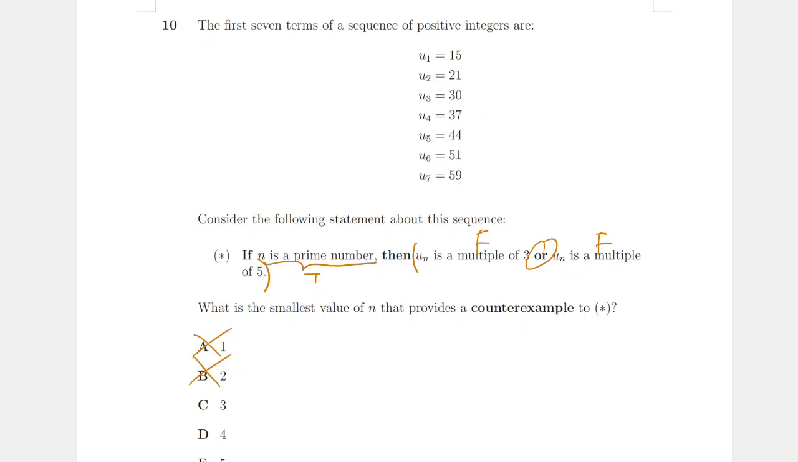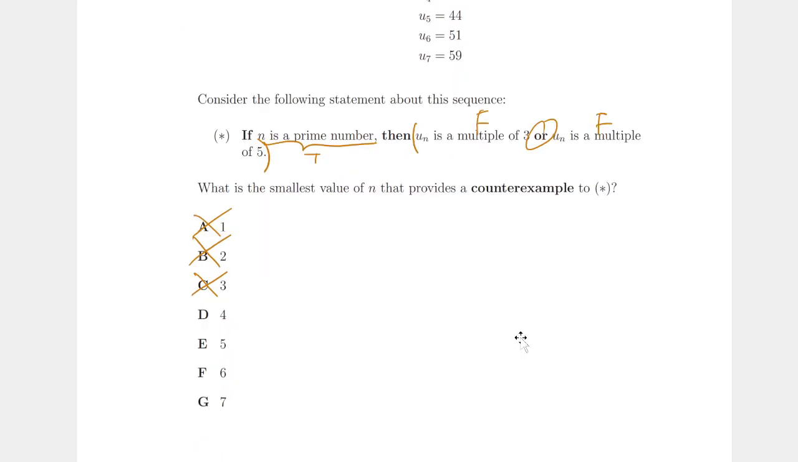We do the same thing. If 3 is a prime number, that's good. Then is u_3 a multiple of 3, or a multiple of 5? u_3 is 30, so 30 is both. So C is also not a counterexample. How about D? If 4 is a prime number, that's just bad straight off. Could we see the 4? Yes, we could see the 4, but we can't see the 5. Let me scroll down a bit.